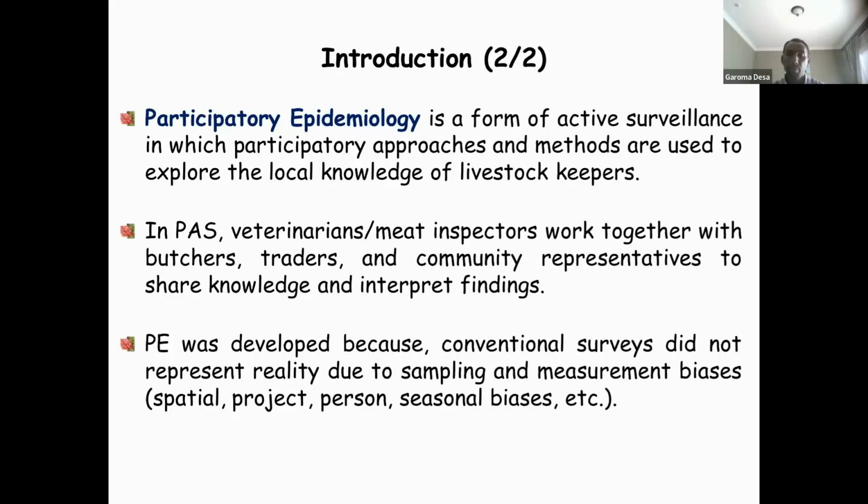Seasonal bias is another bias that we encounter during conventional surveys. That means we prefer an easy season, for example the dry season, which has not a lot of challenges. It is easy to walk, it is easy to work. There is no mud, there is no wetness in the dry season. But different seasons, different times have different conditions for diseases. So participatory epidemiology was developed to improve the biases encountered due to conventional surveys.